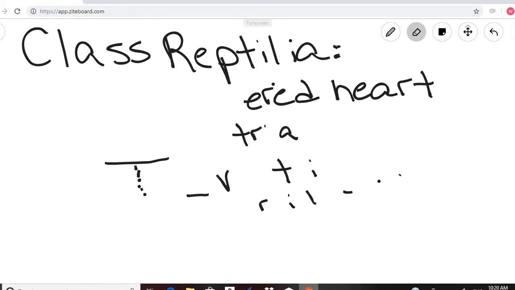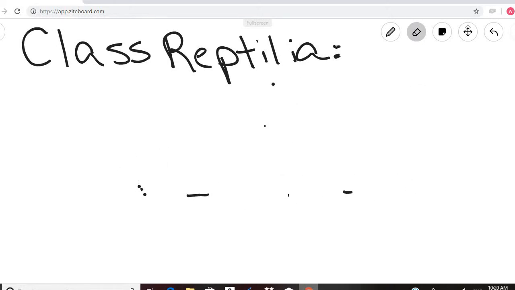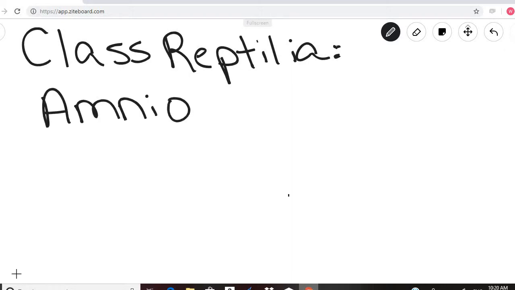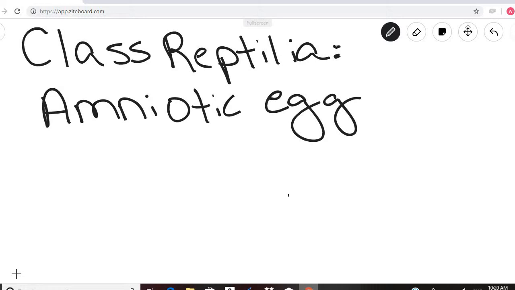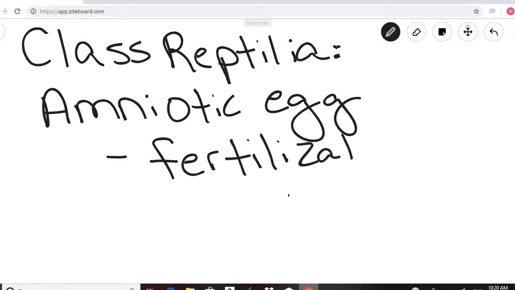And then the last characteristic of all reptiles is that they have an amniotic egg. So I want to spend some time talking about an amniotic egg and looking at that. So for class Reptilia, the fertilization takes place in the female. So the egg is in the female and it is fertilized inside the female.